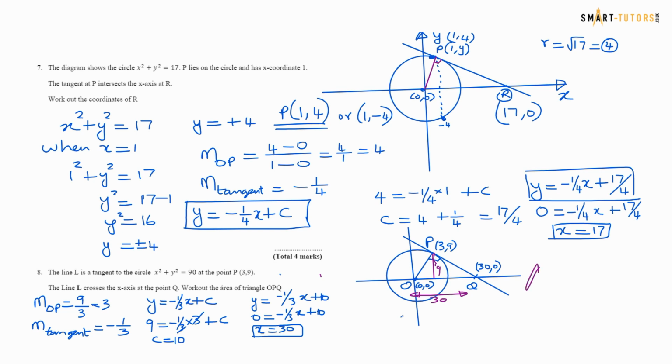So the area is half base times height. So half, base is 30 and the height is 9. So 2 goes into 30, 15. 15 times 9, 135 unit square.